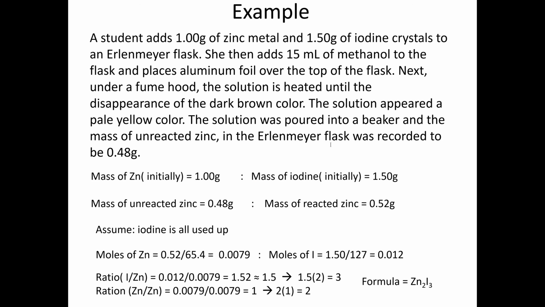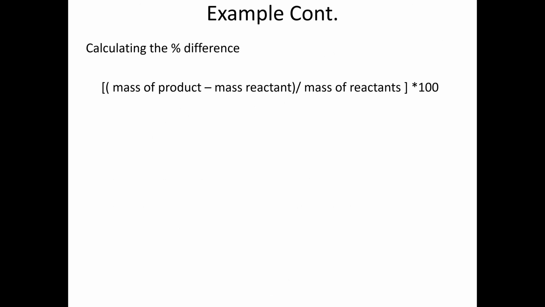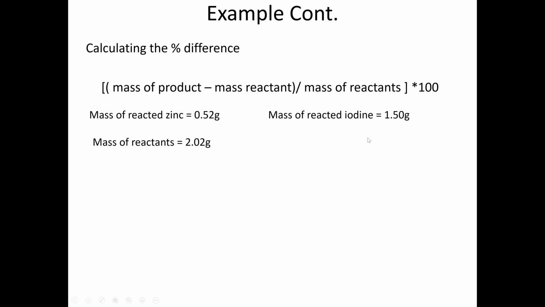There's one more calculation we're going to do. We're going to calculate the percent difference. So we're going to take the mass of product minus the mass of the reactants, divided by the mass of the reactants. So the mass of reacted zinc, the mass of reacted iodine. And if we did this correctly, our percent difference should be 0, because the law of conservation of mass says whatever mass we start with, we have to end with. So here we have our mass of reactants. Once we dry the product, we get the mass of product.